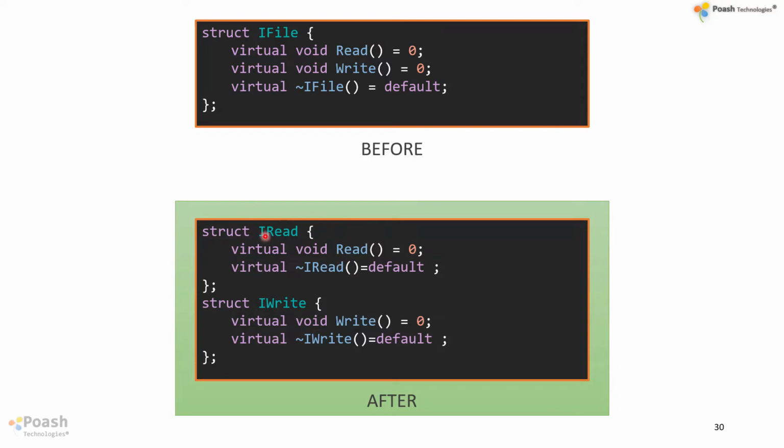iRead will provide the behavior for read functionality, and iWrite will provide the behavior for write functionality. Now the clients are not forced to depend on methods they do not use.